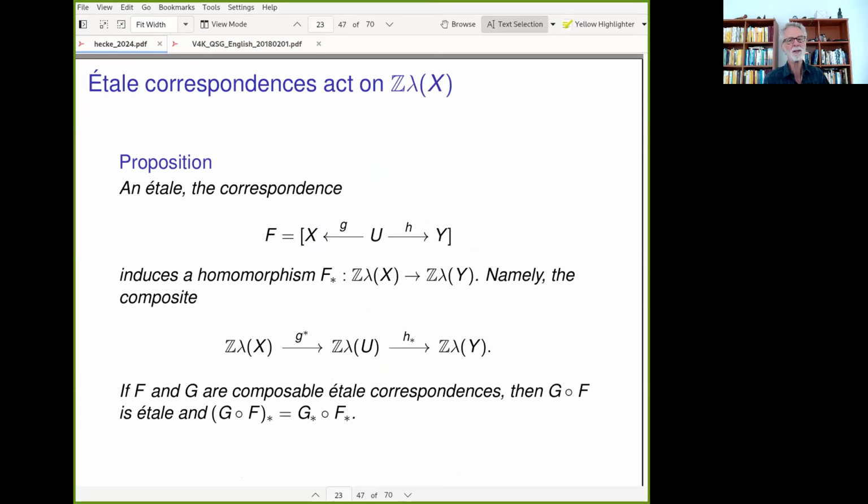So it's now easy to see that natural correspondences induce maps from, say, Z lambda X into Z lambda Y. And they behave well under composition. The product of 2 correspondences induces the product of the corresponding maps. So if you take composable correspondences, they induce composable maps.